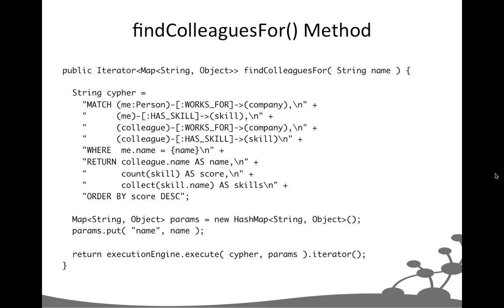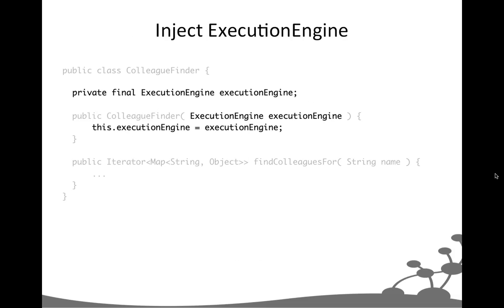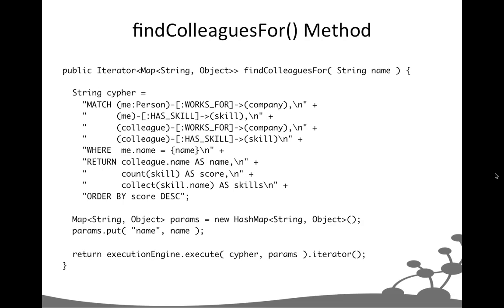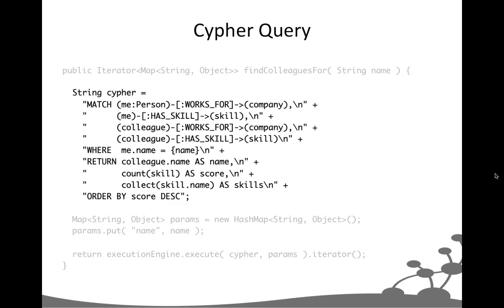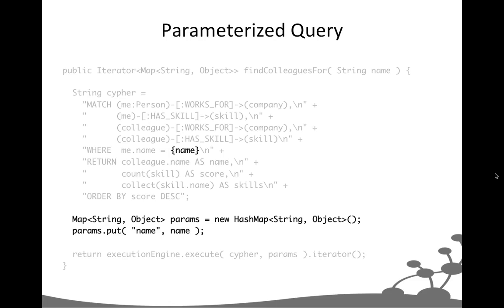And at last, we can now get round to actually implementing our findColleaguesFor method. Here it is. We're going to pass in the name of the person for whom we want to find all of their colleagues and the skills that they have in common. And we're going to return a set of results: an iterator containing a list of maps. So it's a very simple implementation, but what we've done is take the query that we worked on a little earlier in the session and put it inside our object. We've parameterized it, taking the name that's passed into the method and using that to parameterize the query.